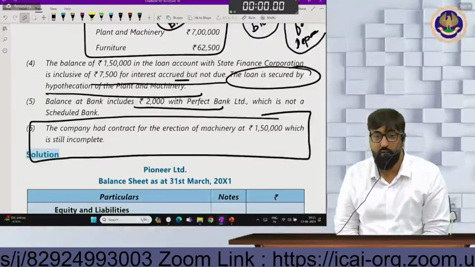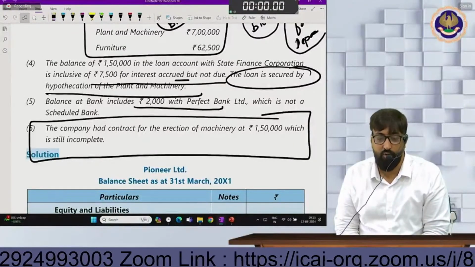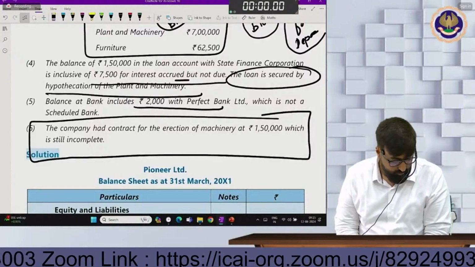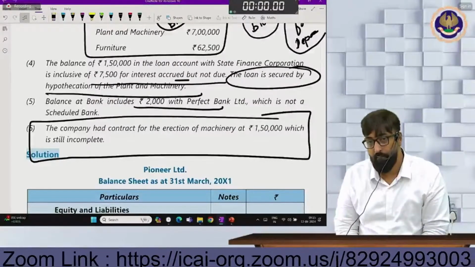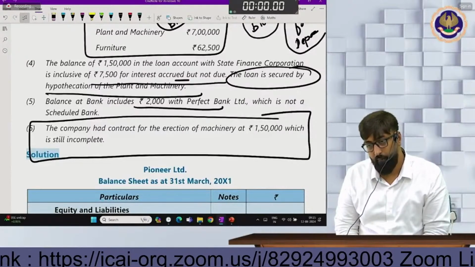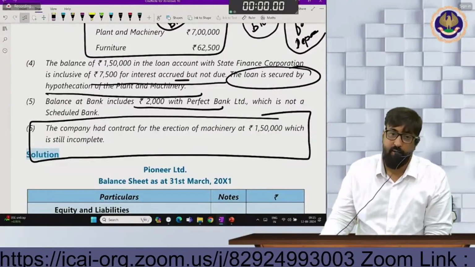Okay. Very good. And the company had a contract for erection of machinery. Yes, sir. So we will show this at the end of the notes to account as a separate note, where we will not provide for this 1,50,000. Very good. Last 5 minutes are there.